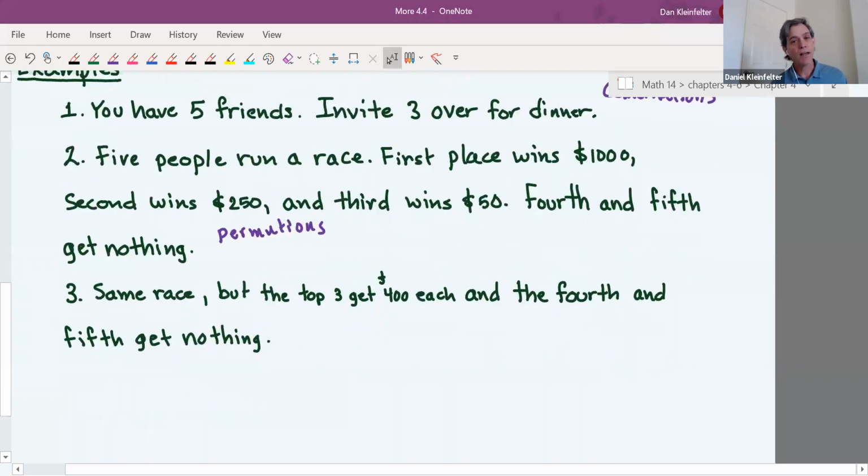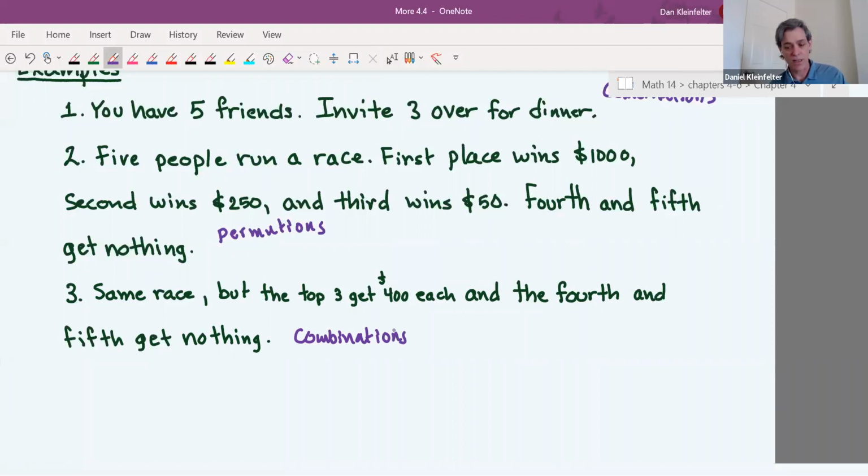Okay. For part 3, suppose we have the same race, but instead the top 3 people will each get $400 and then the 4th and 5th place people get nothing. So does it matter in this case whether you're first or third? It doesn't matter, right? Either way, you're going to win $400. And so this one is combinations, the number of ways of choosing the 3 winners out of the 5 people. That's just combinations because the ordering of those 3 winners doesn't make any difference.